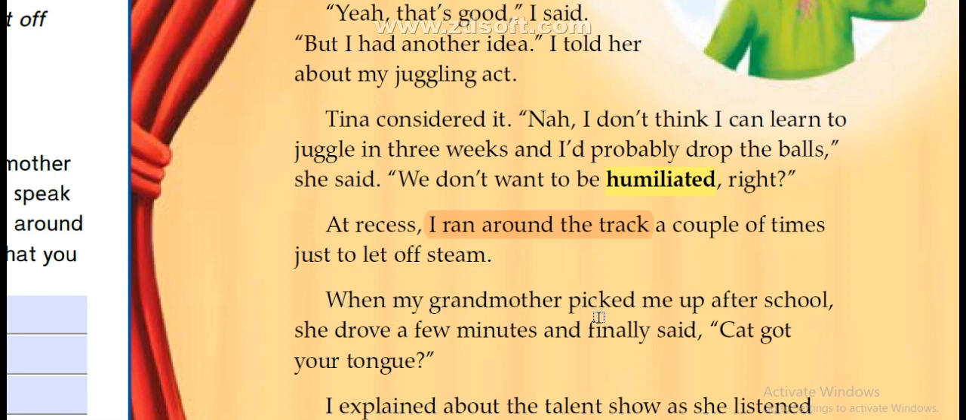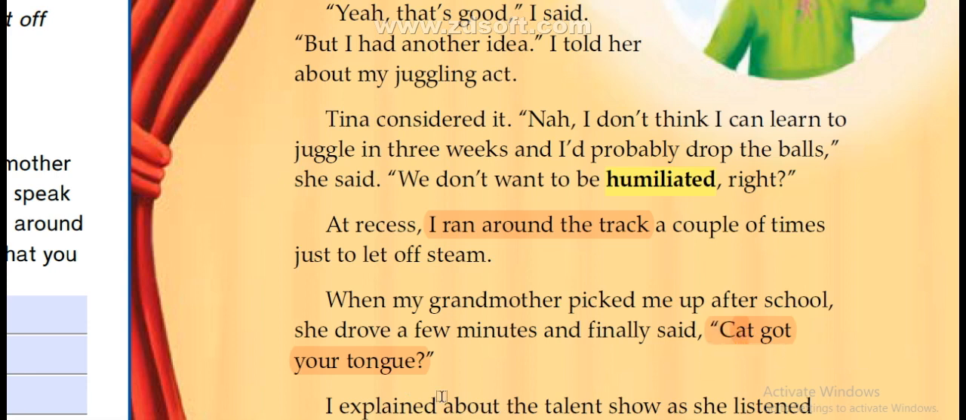When my grandmother picked me up after school, she drove a few minutes and finally said, so who came to pick up Mora after school? Yes, bravo, her grandmother came to pick her up after school. Cat got your tongue. So grandma told Mora, did the cat catch your tongue? What does grandma mean by that? Does she really mean that the cat came and took Mora's tongue and ate her tongue, maybe? No, this is an idiom, and I'm going to explain idioms, don't worry, okay?